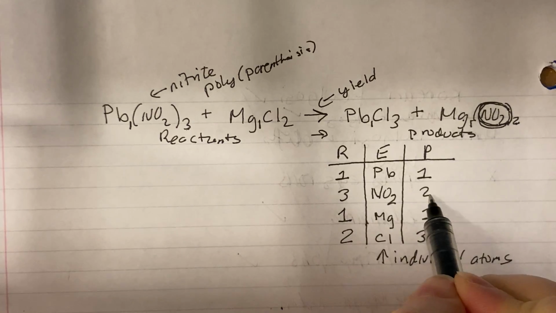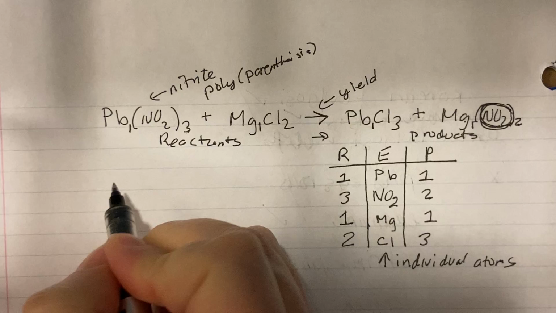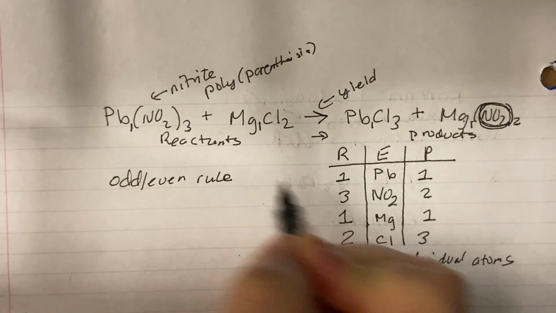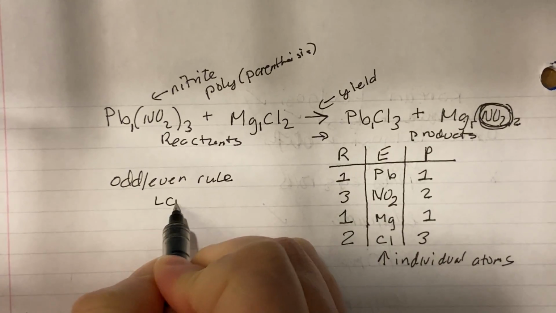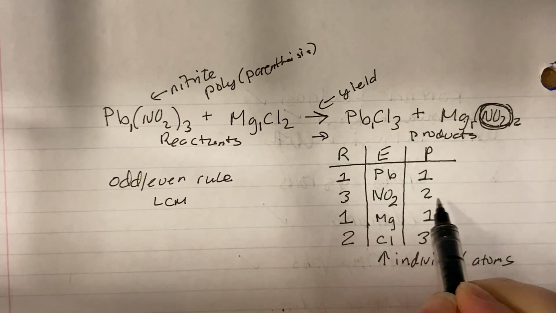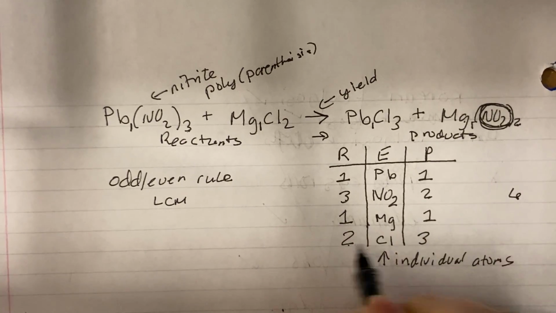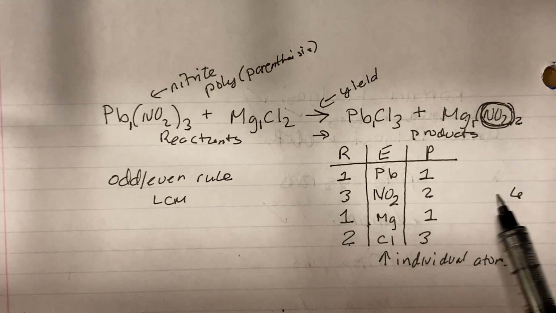I have an odd and an even and an even and an odd. That means I need the odd-even rule, which is to use the least common multiple. 3 times 2 is 6. So my goal for this line is 6. 2 times 3 is 6. So 6 is my goal for that line.